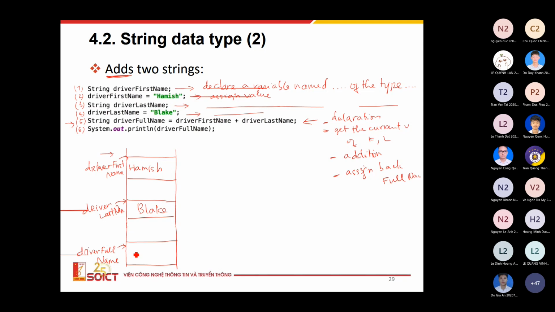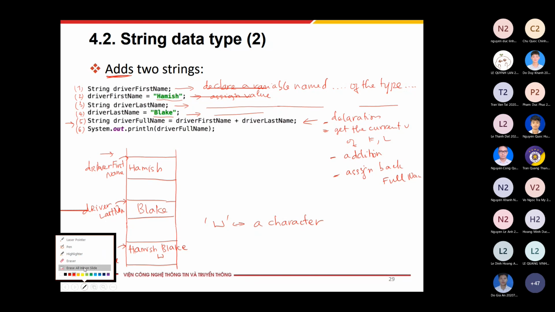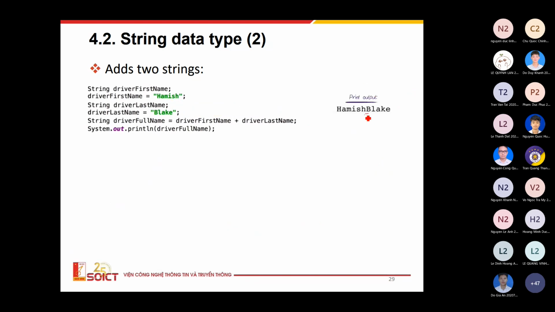So you say that the driver full name will be Hamid Blake. I write down something like this. Do I have a space here? I think no. Yeah, correctly, because space is also a character. Remember, a blank space is also a character. So if you don't see it in the string, please don't add it. So we will have the result Hamid Blake without space.